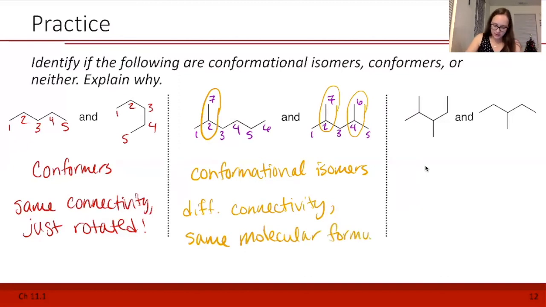Okay, and our last one, let's pick a new color. So let's count our carbons again. 1, 2, 3, 4, 5, 6, and 7. 1, 2, 3, 4, 5, 6. So just based off of counting our carbons, we can already tell that we have a different number of carbons. So these are going to be neither, because they have a different molecular formula.